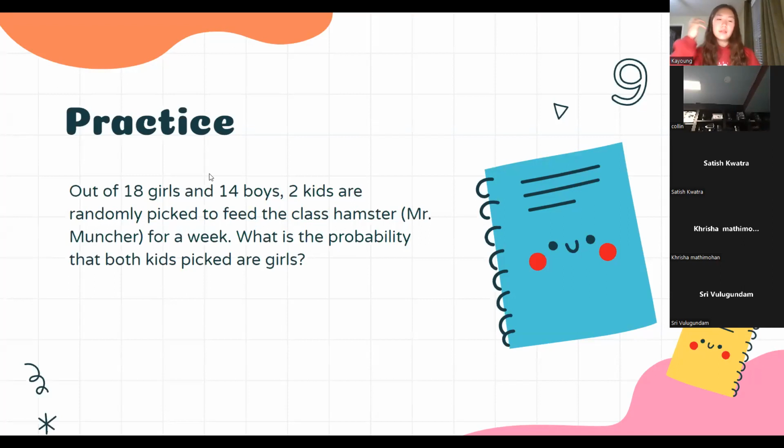So practice. Out of 18 girls and 14 boys, 2 kids are randomly picked to feed the class hamster for a week. What is the probability that both kids picked are girls? Keep in mind that after one girl is picked, she's not going to get picked again, right? So you need 2 different people, which means that this is dependent.